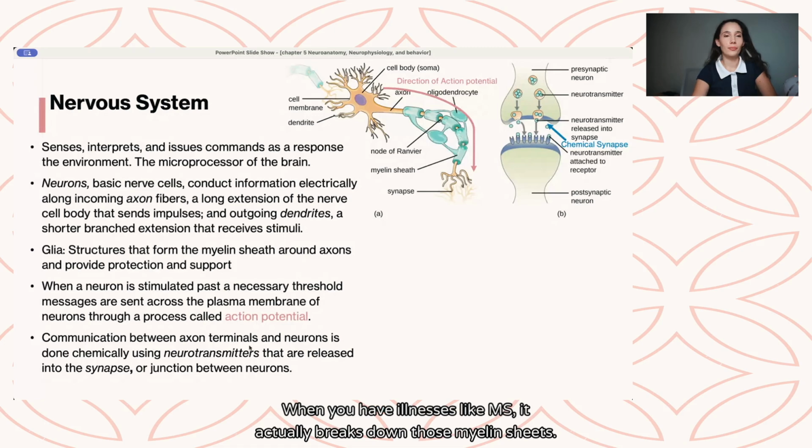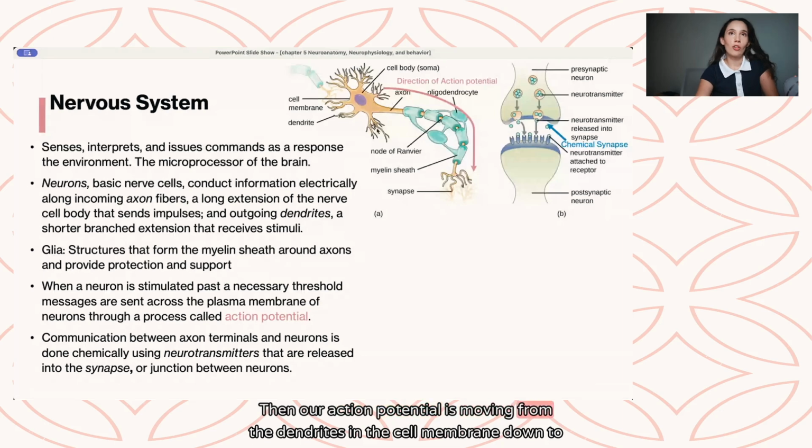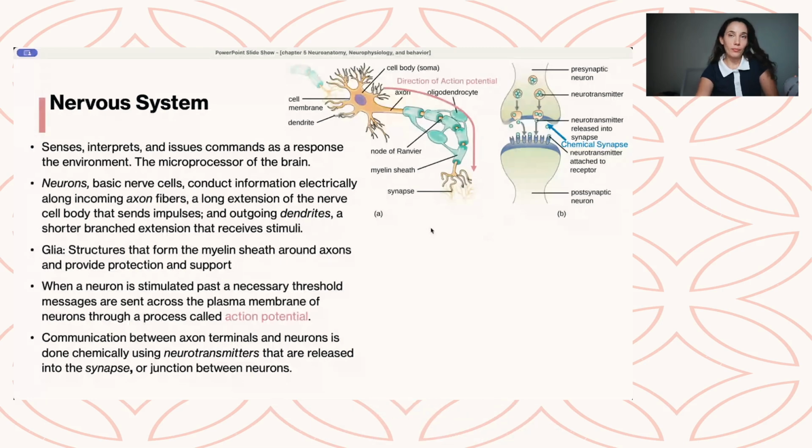When you have illnesses like MS, it actually breaks down those myelin sheaths. But if you have a normal one, that is what it looks like. And then our action potential is moving from the dendrites and the cell membrane down to the synapse at the other end, which is then connecting to the dendrite of another neuron.